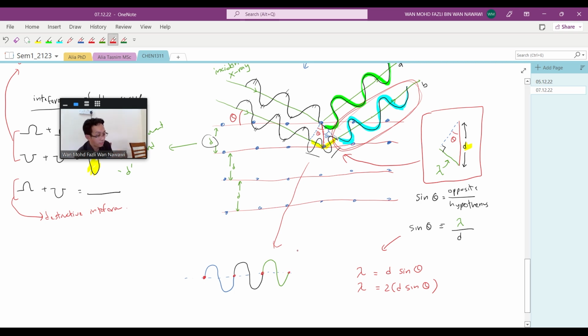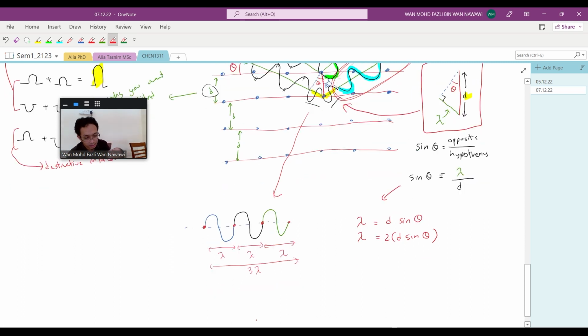So in order to get the bottom reflection equal to the reflection of the top, the cycle must be full. This is one lambda, this is another lambda, and this is another lambda. As long as the lambda is full, I mean an integer, meaning there is no fraction. This is one lambda, so in total we can say it is 3 lambda.